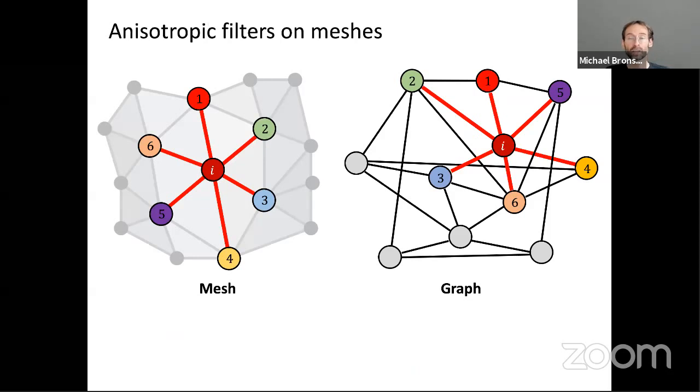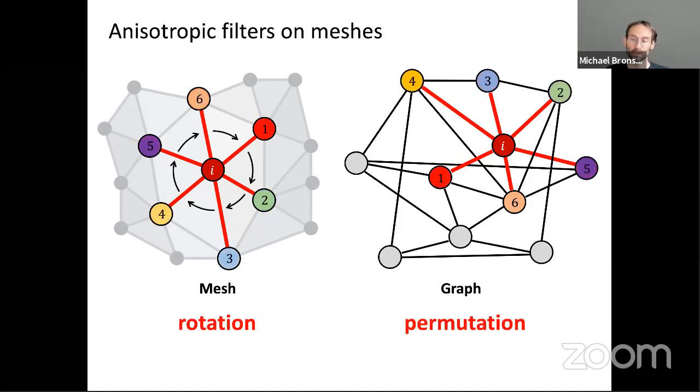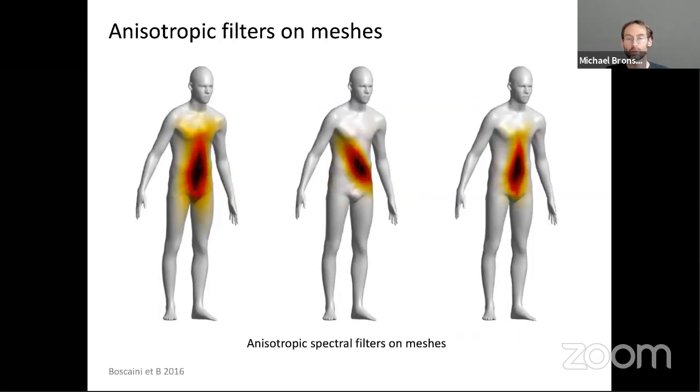I should say that on meshes we have more structure. Meshes are locally Euclidean, and here we do have ambiguity of how to choose one of the vertices, but once we fix it, we can order all the rest of the vertices in one ring in a certain way. For example, we can order them using clockwise orientation. So instead of permutation ambiguity, we have rotation ambiguity, and this is significantly more structure. As a result, for example, we can do anisotropic filters. I will talk about it later.